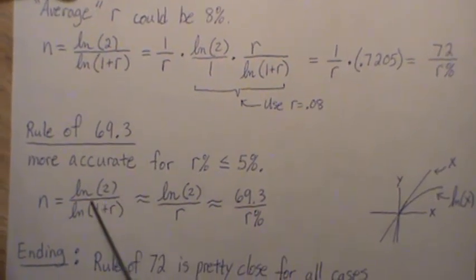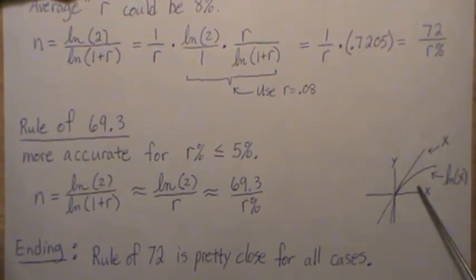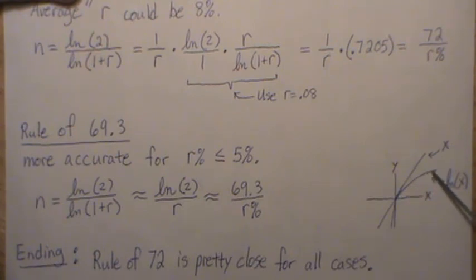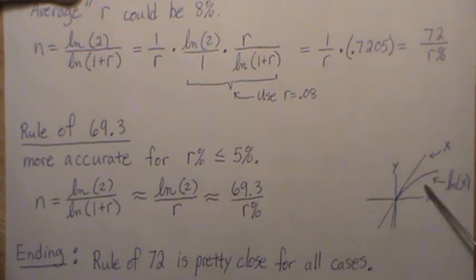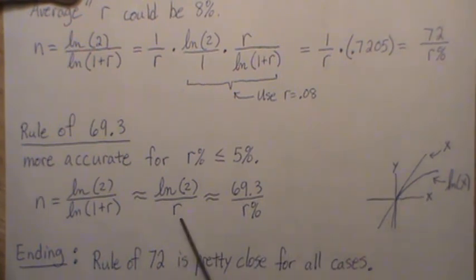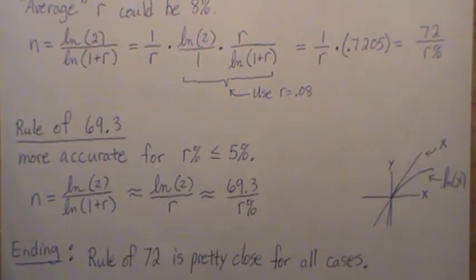And one little note on why this is so accurate is this little graph. We have an x and y coordinate system, and we have the logarithm function come up like this, and then we have the straight line y equals x here. Now notice that when x is really small, those two lines are almost on top of each other. And that's why when x is small, you can just substitute in r for log of 1 plus r. And that's how they developed the 69.3 rule.